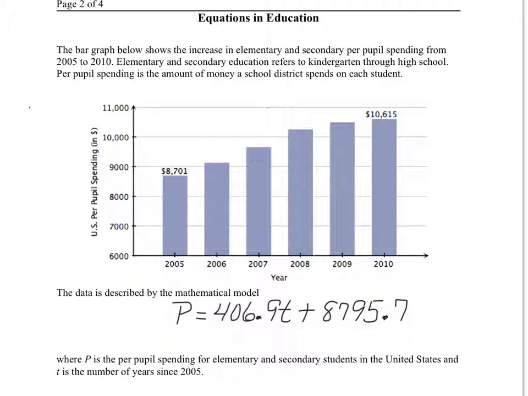Okay, so this worksheet, Equations in Education, is a continuation of word problems using real-world scenarios, and we're going to use equations and set up equations to solve these problems. So for this first one, it says the bar graph below shows the increase in elementary and secondary per pupil spending from 2005 to 2010. Elementary and secondary education refers to kindergarten through high school. Per pupil spending is the amount of money a school district spends on each student. Okay, and then we have our bar graph.